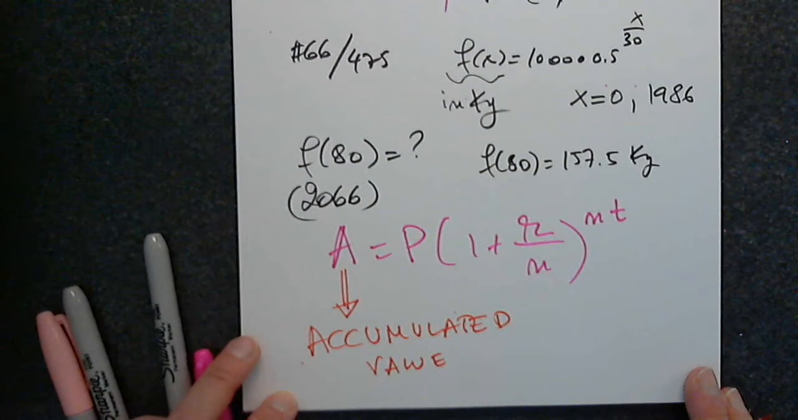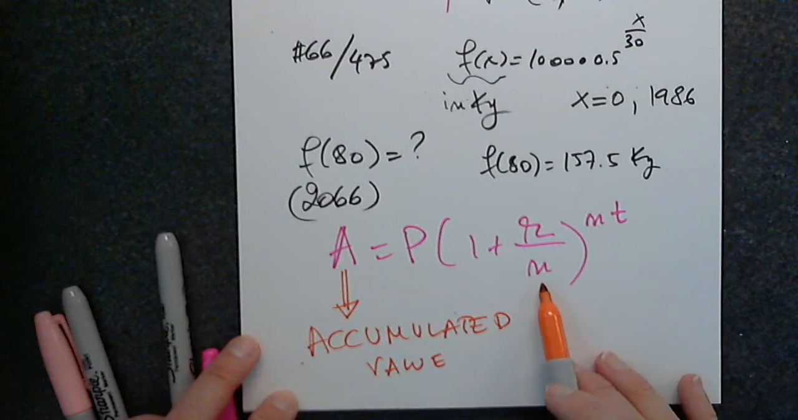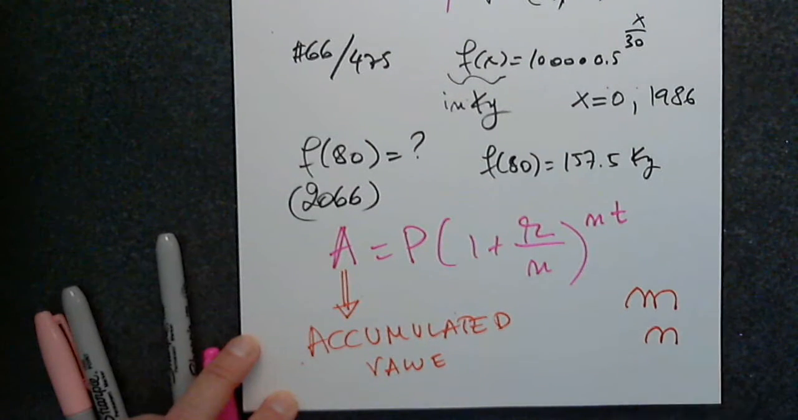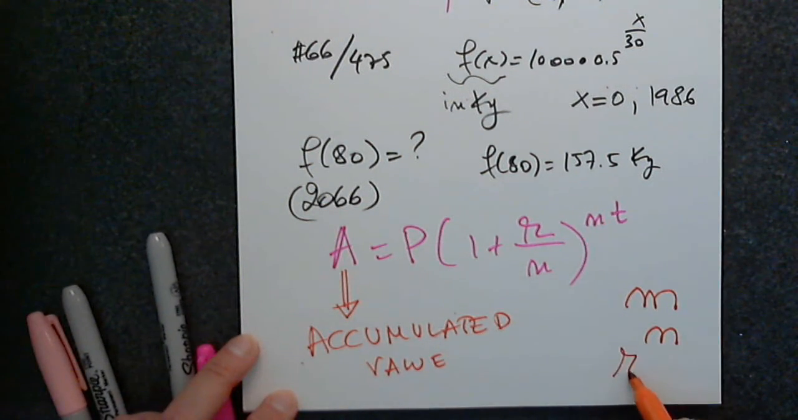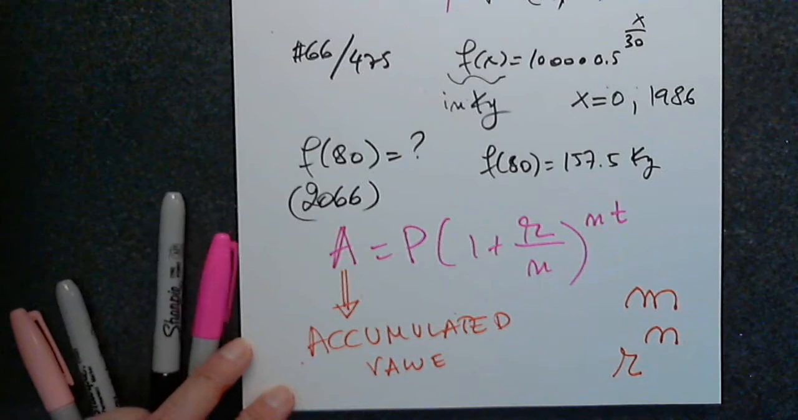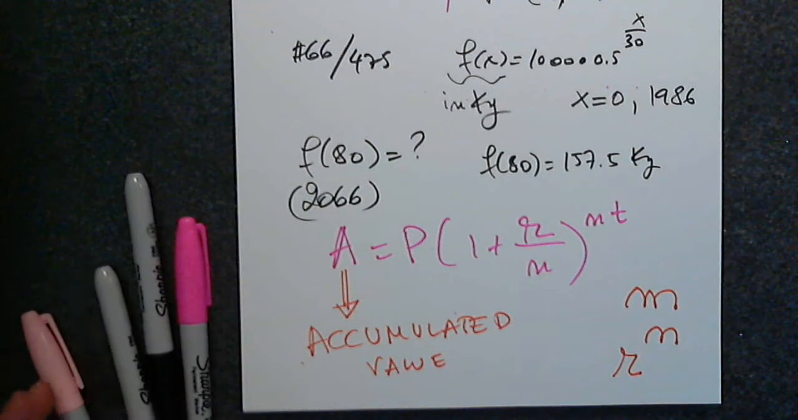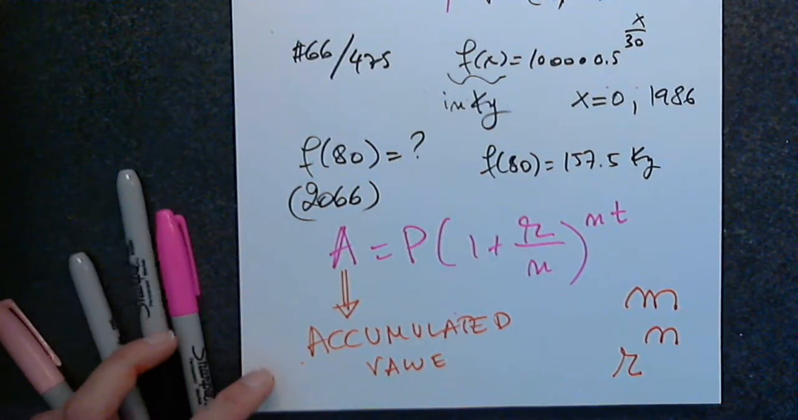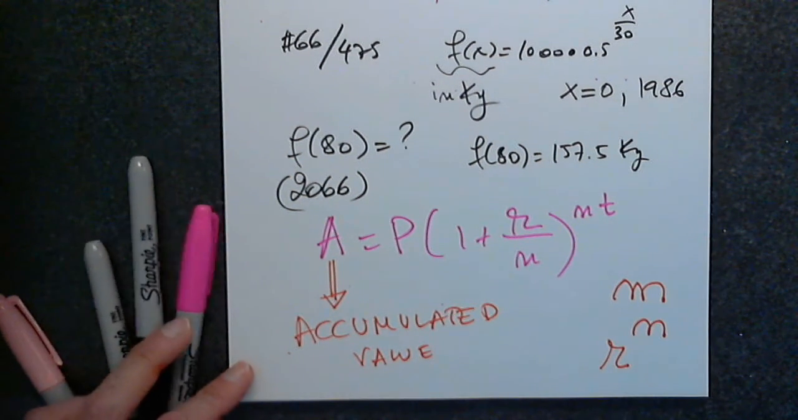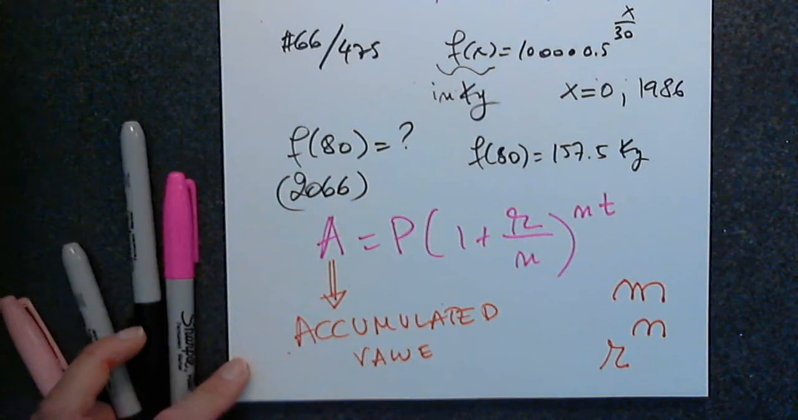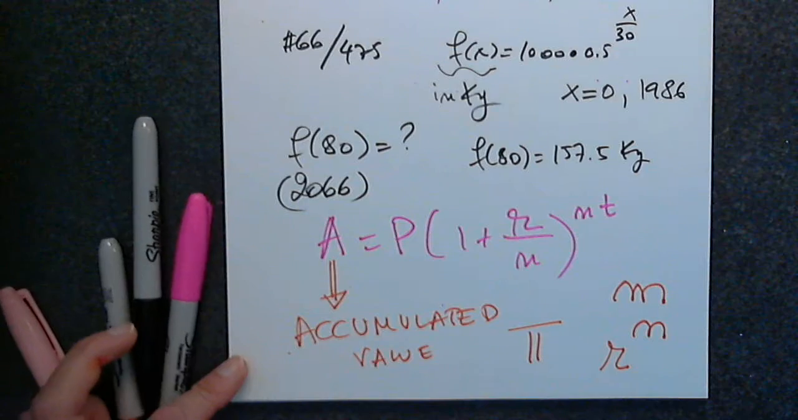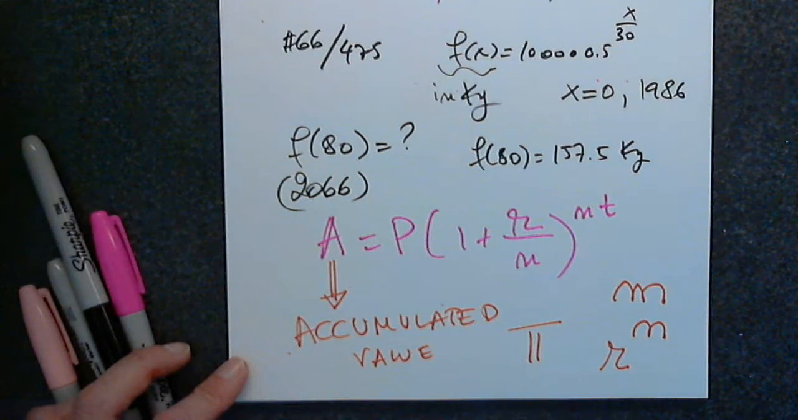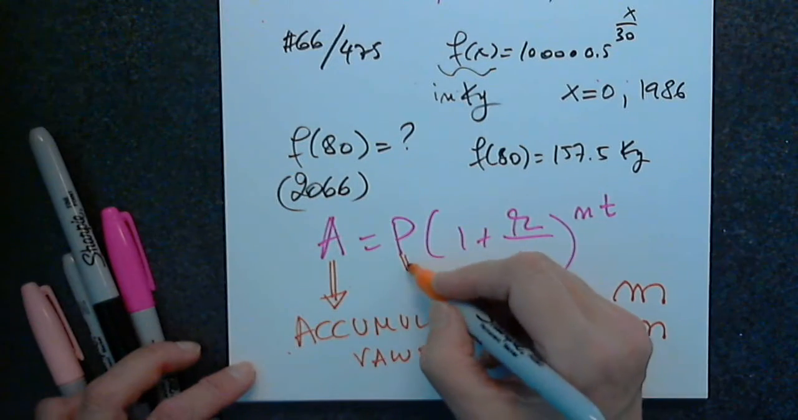This is lowercase n, this is the m, and this is the n, and this is r. I'm going to get to r in a minute. You use the r you want. You can put an uppercase R if that's what you want. Okay, this is the principal.